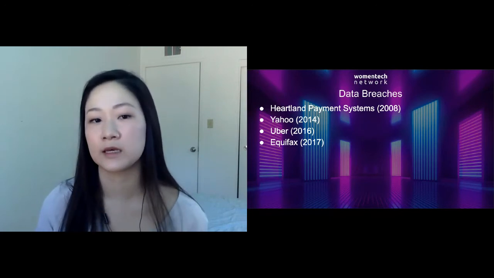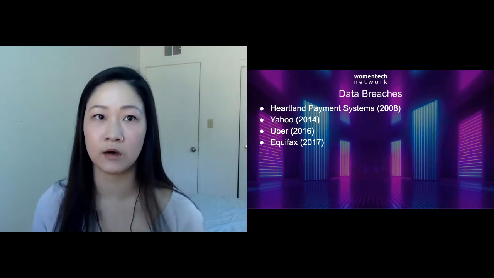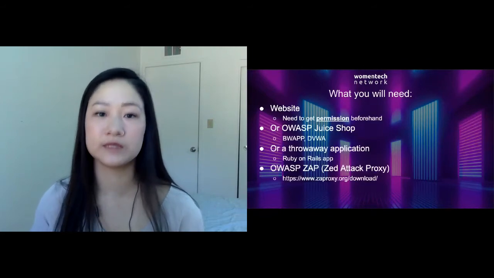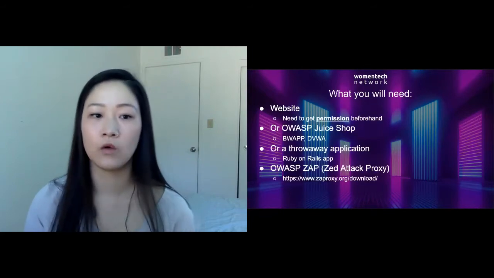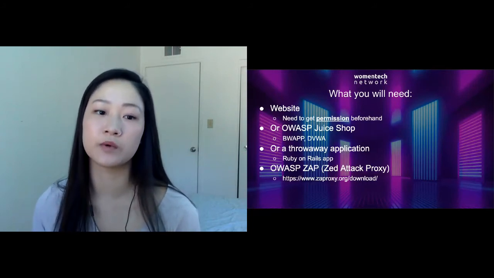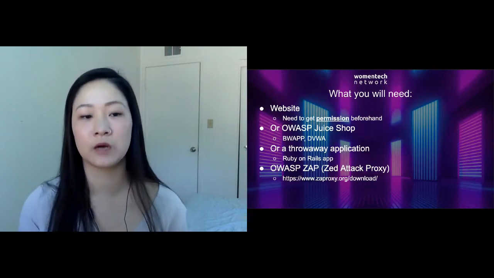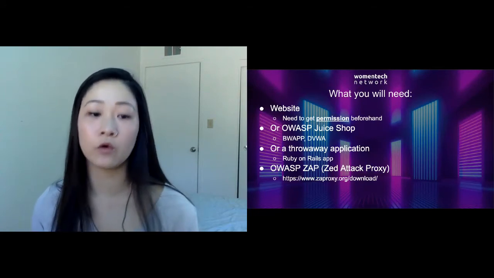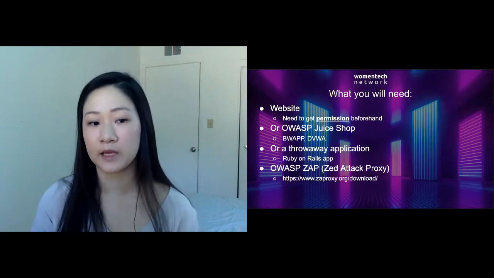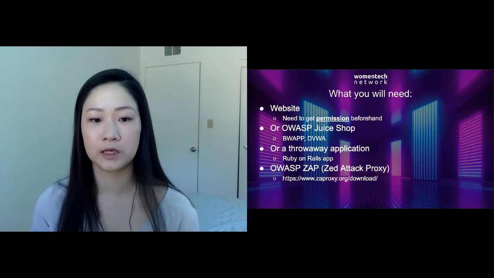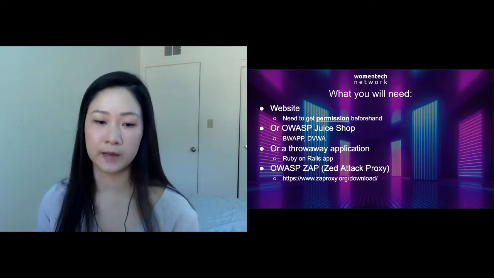So this is why I decided to do my presentation on software testing today. So what you would need is a website or any of these deliberately vulnerable web applications like JuiceShop, bWAPP, and DVWA, or you can also generate a throwaway application like Ruby on Rails. Ruby on Rails is so easy to use. You also need to download OWASP ZAP.